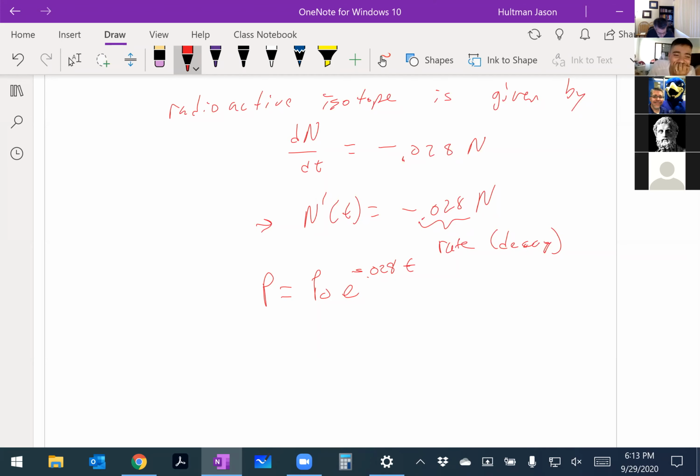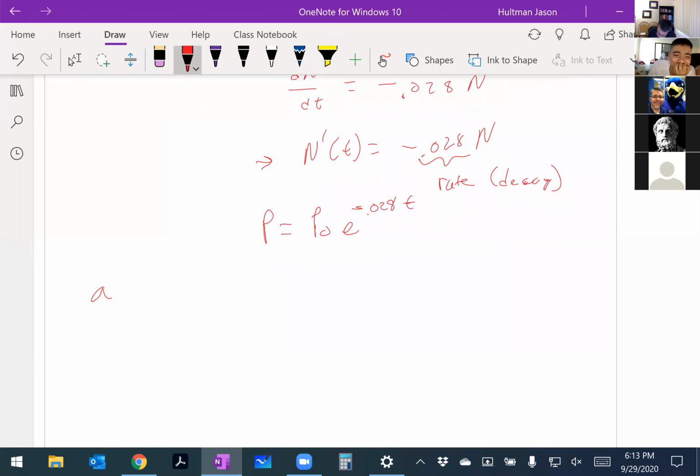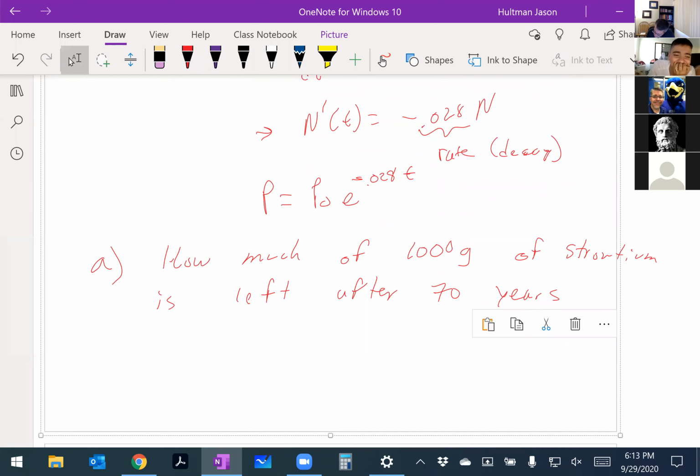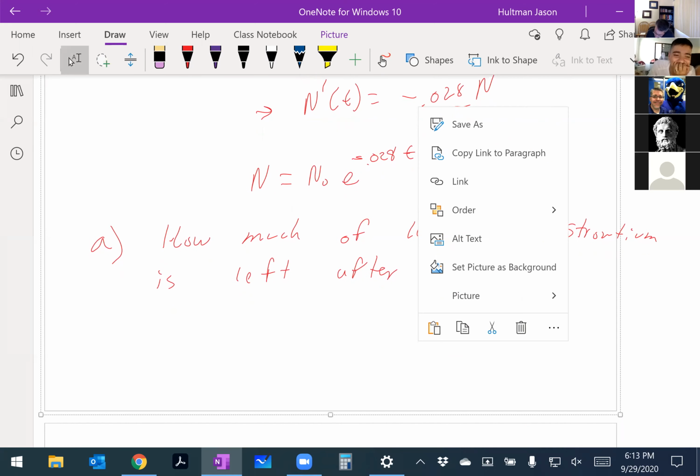Okay. So given this, we want to know, A, how much of 1,000 grams of strontium is left after 70 years? Okay, how much of strontium is left after 70 years? I'm going to rewrite this as N and N naught because they're using N's here. Okay, that's fine.